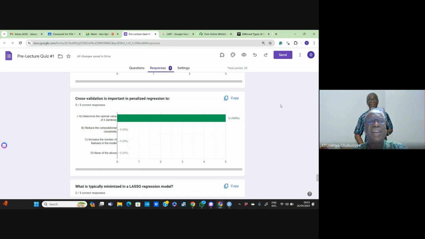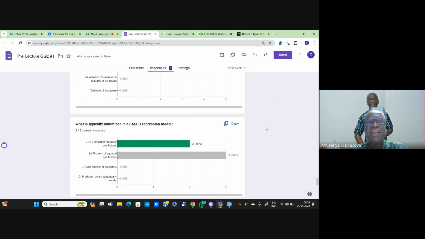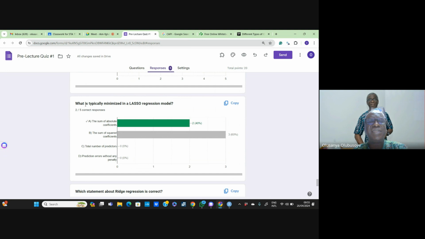Cross-validation is important in penalized regression. I've said it earlier because that helps you to determine the optimal value of lambda, which is typically minimized in the lasso regression model. So the sum of absolute coefficients in lasso. In ridge, the sum of squares of the coefficients.